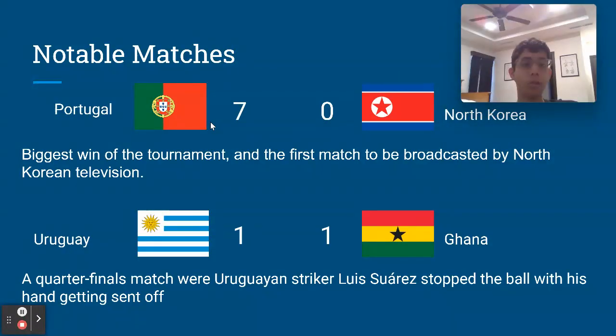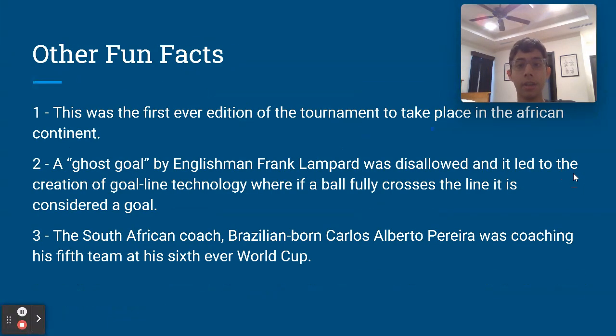We have Portugal 7, North Korea 0, the biggest win of the tournament, and the first match to be broadcasted by North Korean television, which didn't end well. And we have the Uruguay 1, Ghana 1 tie in the quarterfinals, where striker Luis Suarez stopped the ball with his hand, getting sent off, and now he's hated among the entire African continent.